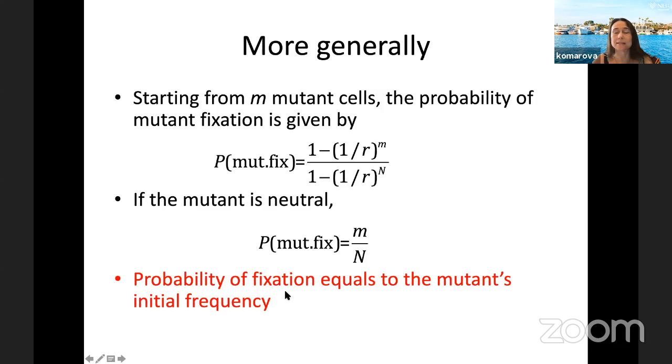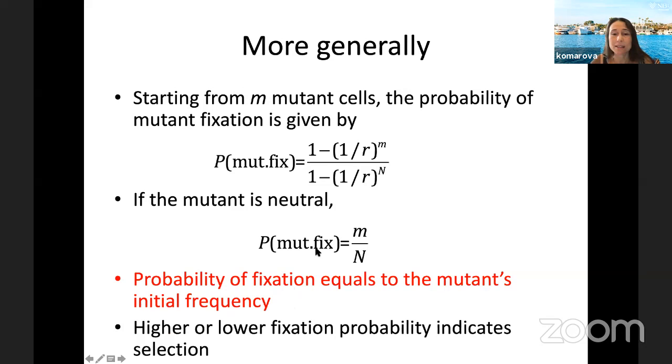It means that if this is so, then the mutant is neutral. It doesn't have an advantage or a disadvantage. Higher or lower fixation probability indicates selection. So if the probability to fixate is less than the initial fraction, it means that the mutant is disadvantageous, like the ones that we talked about before. If it's bigger than this fraction, then it's an advantageous mutant.